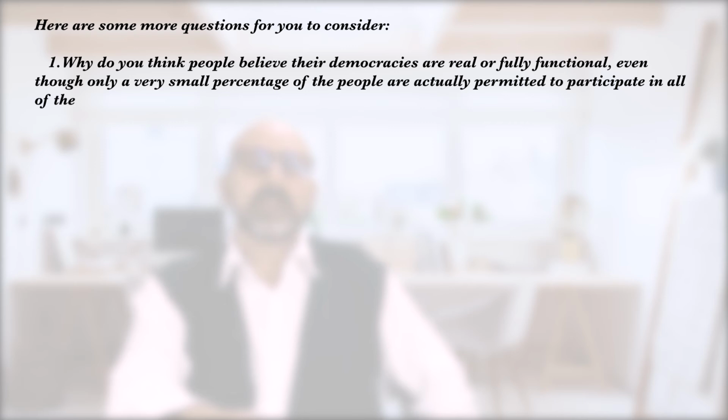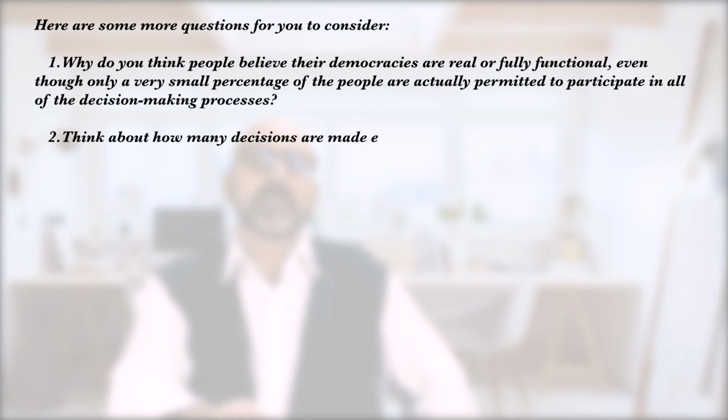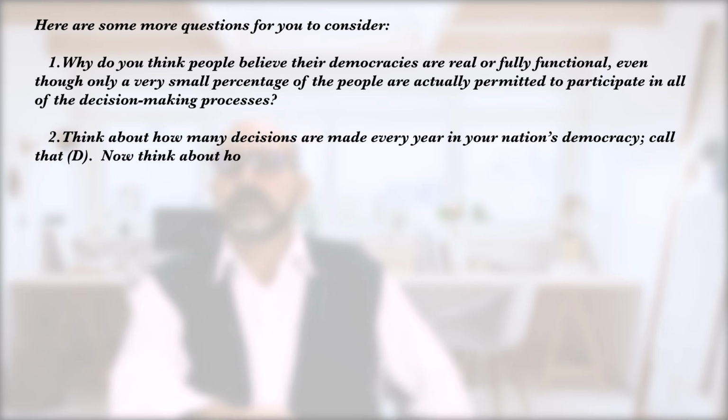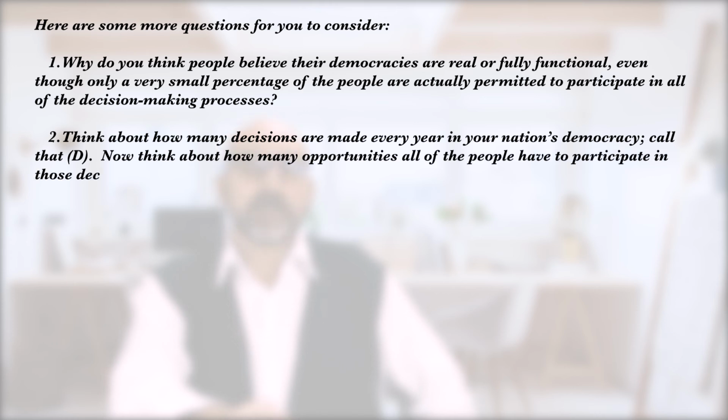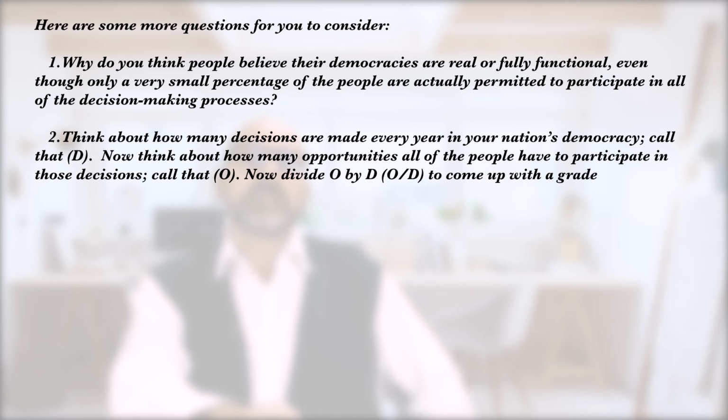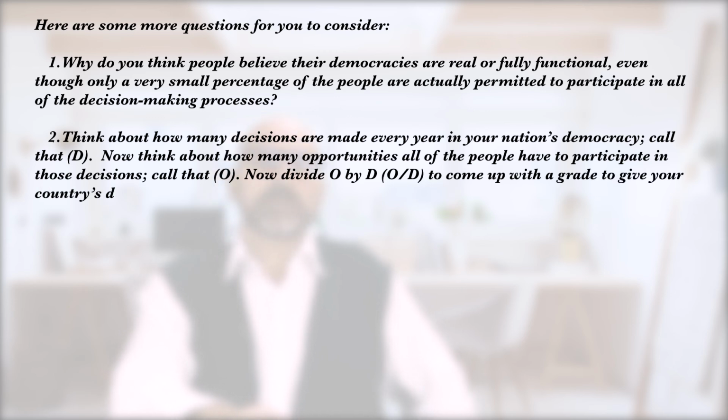Number 2, think about how many decisions are made every year in your nation's democracies. Call that D. Now think about how many opportunities all of the people have to participate in those democracies. Call that O. Now divide O by D, O over D, to come up with a grade to give your country's democracy. What's the score?